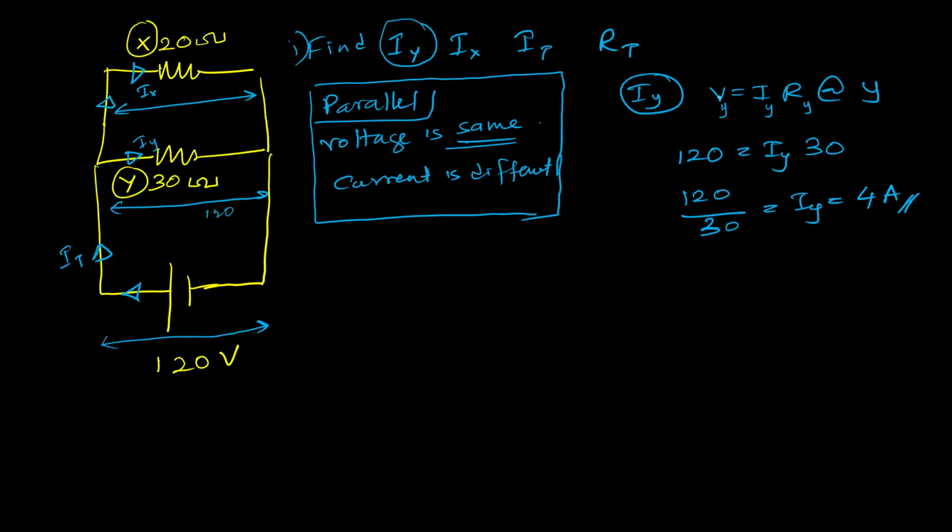Are you clear about this? We used V equals IR for that specific part of the circuit and got the answer. What made it easy for us? The resistance concept.